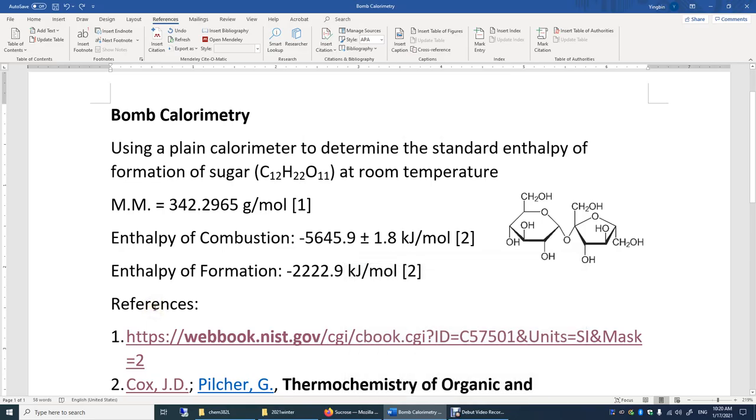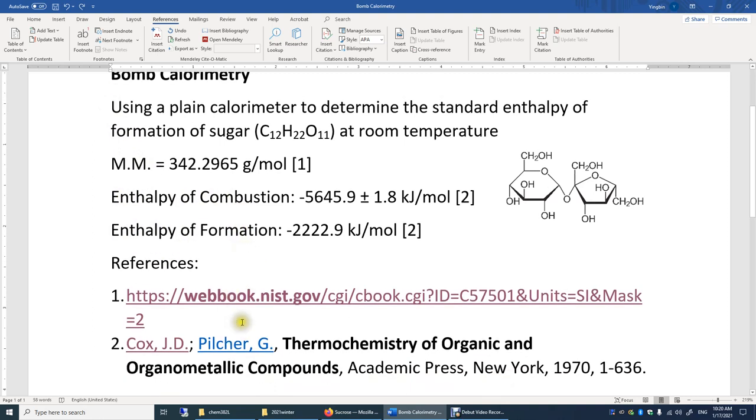In this video, I'll show you how to use a Planck calorimeter to determine the standard enthalpy of formation of sugar at room temperature. I'll focus on the calculations. First, I looked up the molar mass, the enthalpy of combustion, and the enthalpy of formation of sugar from these references.